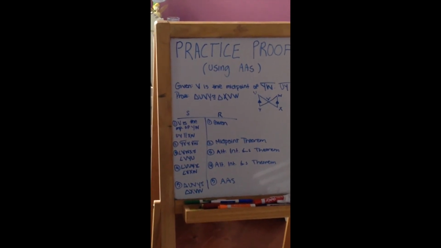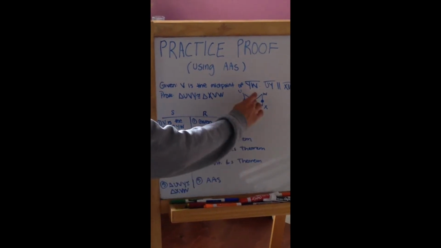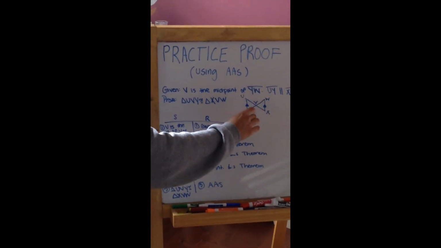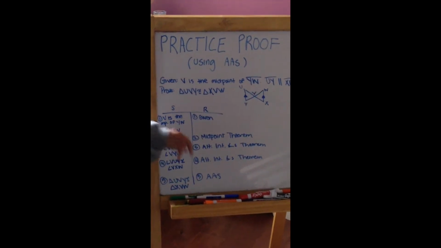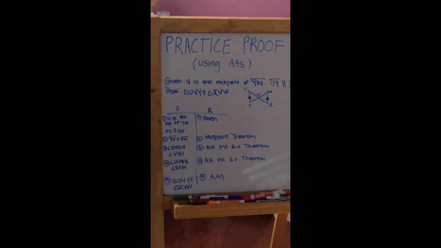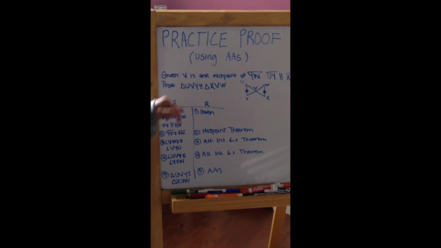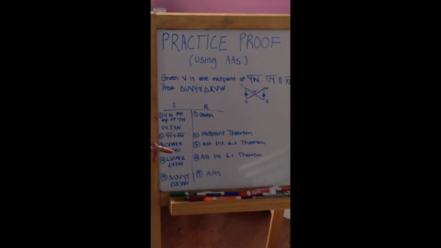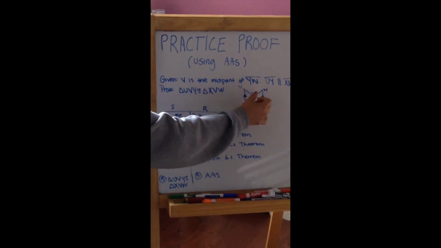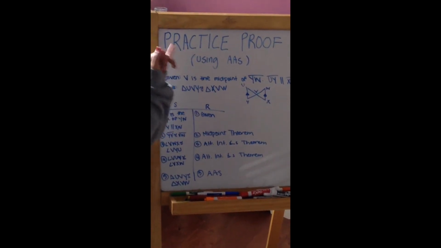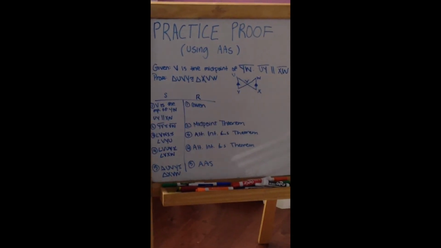And in step 3, we use the alternate interior angles theorem to prove that VWX, this angle, is congruent to VYU. So these two angles are congruent with the alternate interior angles theorem. And in the 4th step, we use the same theorem to prove that angle VUY is congruent to VXW. So these two are congruent. So now that we know that we have AAS, we can state that in our final step and prove that these two triangles are congruent.